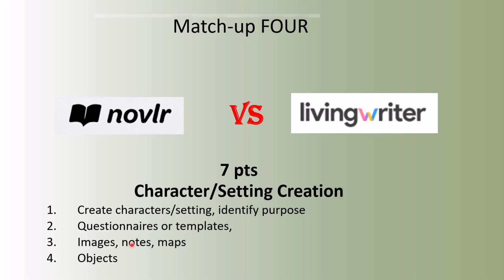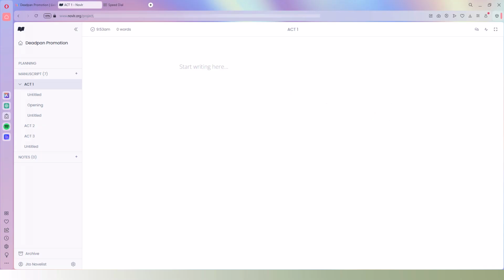We'd hopefully like to have some sort of questionnaire or template to help us fill out information about our characters and settings. And then it'd be nice to be able to put in images, notes, and maps of our world. Maybe what the clothing looks like, maybe notes on timeline or family relationship, and then maybe track specific important objects through the story. Like in Deadpan Promotion, there's a key, and the key is very important to keep track of who has the key. That would be an object we want to track. So let's get into this and see what we can do for tracking some of these.